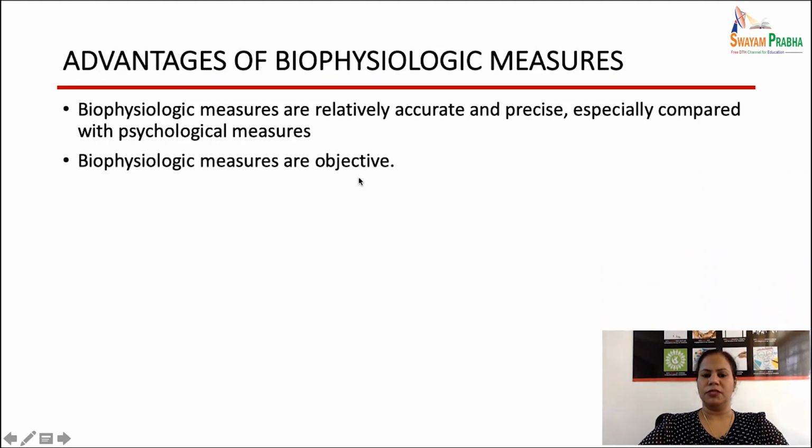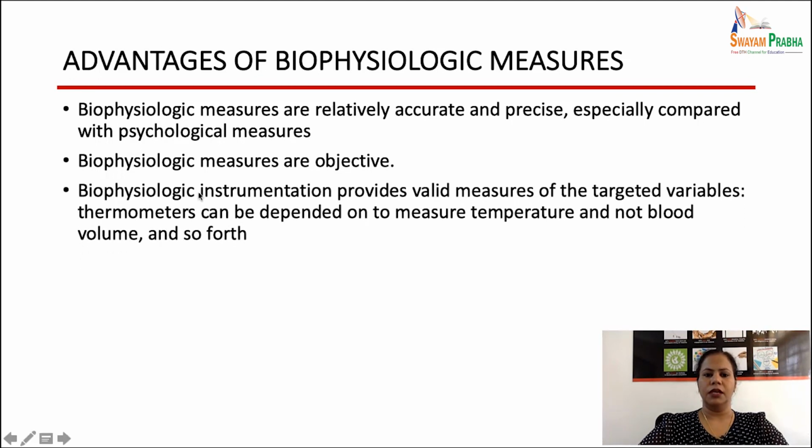And biophysiological measurements are objective, because whenever you are using them you can measure, and it gives you objective measurements. These are valid measures of the targeted variables. Why are we saying valid measure? It means the measurement is measuring the same thing for which it is made. So a thermometer will provide us only temperature, not blood volume. So these are really valid measures for the variables we are using them for.